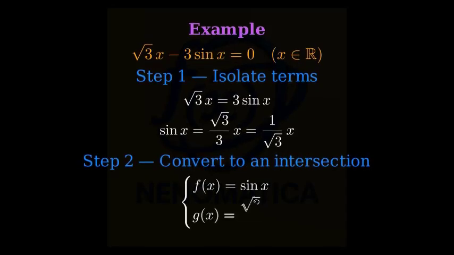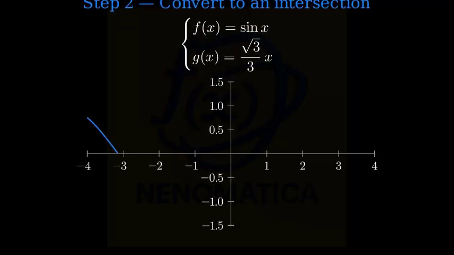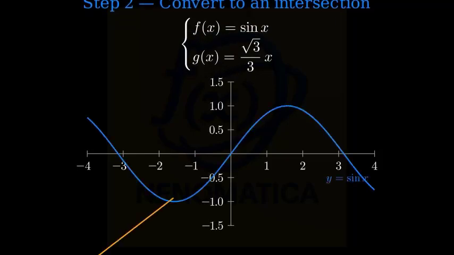Define two functions, f of x equals sine x, and g of x equals square root of 3 over 3 times x. The solutions occur where these graphs cross. Step 3. Let's draw both graphs on the same axis and look for the intersections. First, the axes. Now, the sine curve, and the straight line with slope 1 over root 3. Step 4. Mark the intersection points and read off their x values.